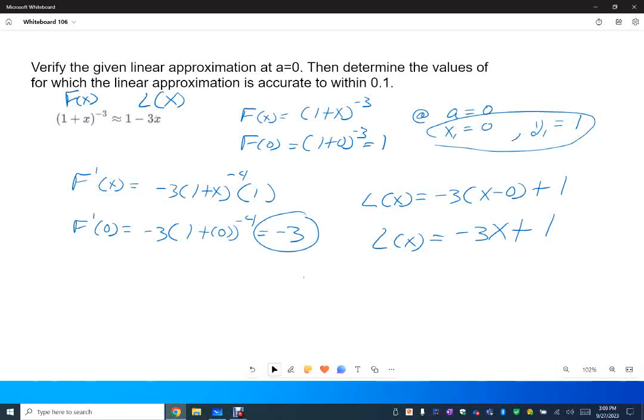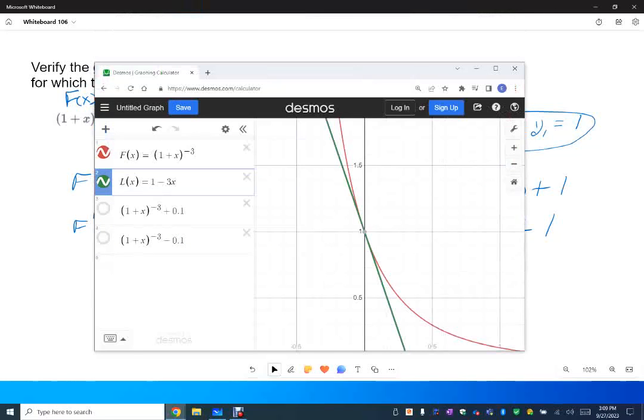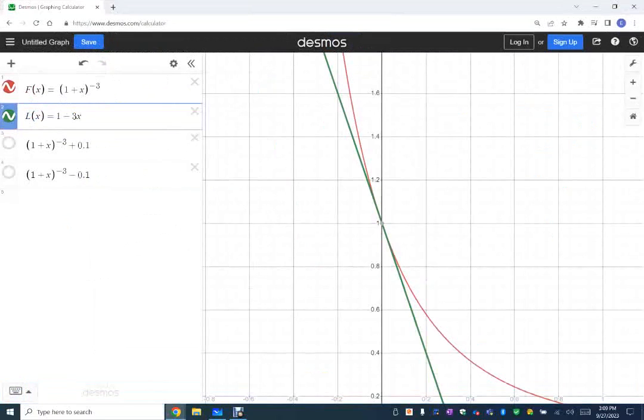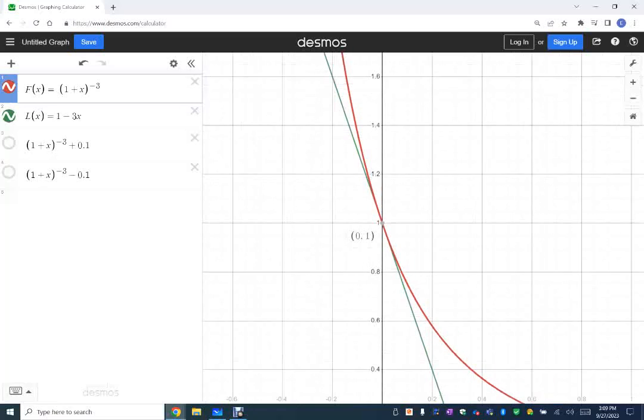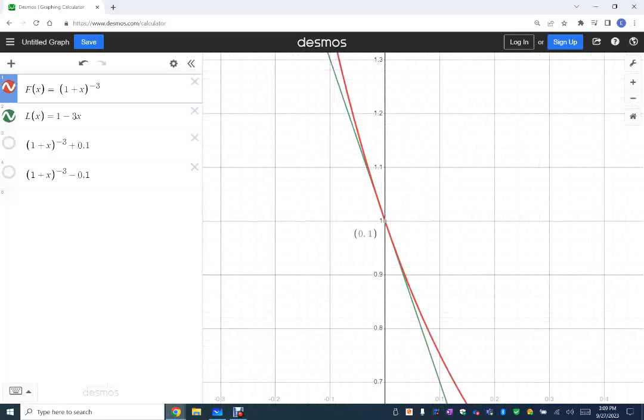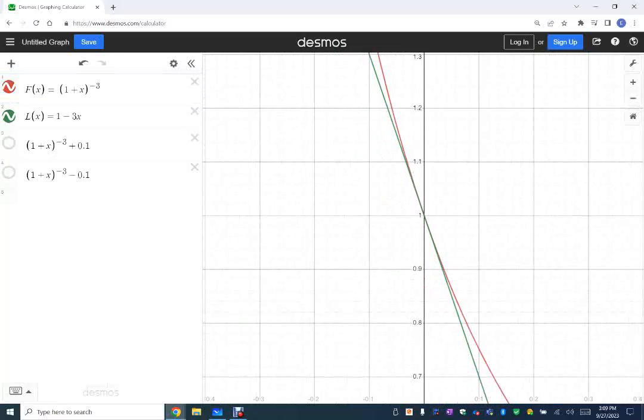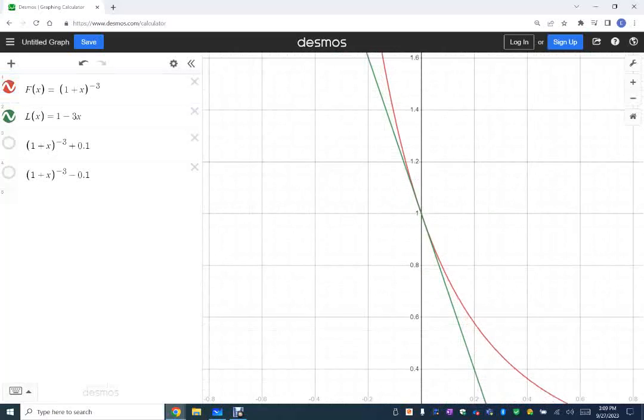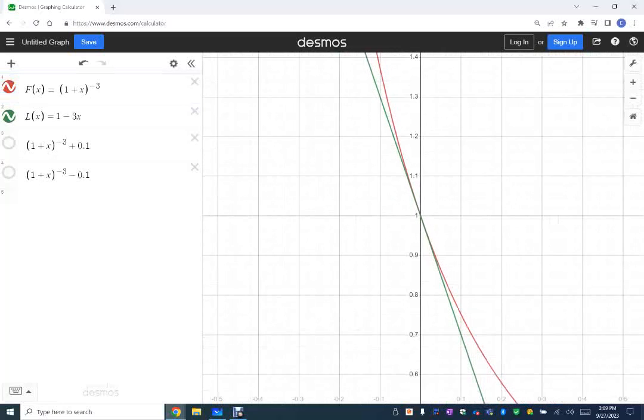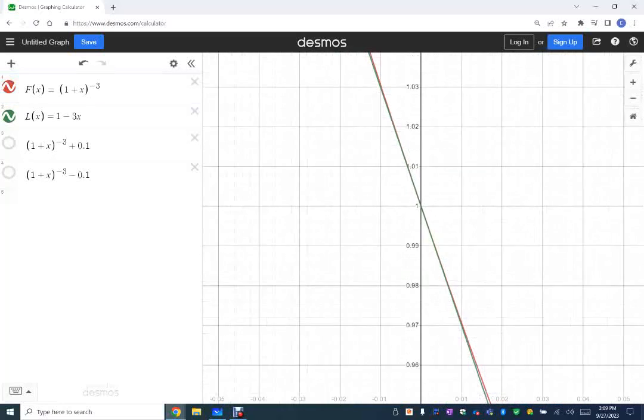Okay, so I did that in Desmos, and I've graphed several things here. So first thing here is, let's just turn this off. This is the original function f, and we said this is its linearization at 0. So if I zoom into the point (0, 1), where I know where they cross, my line and my function should look very similar as I zoom in.